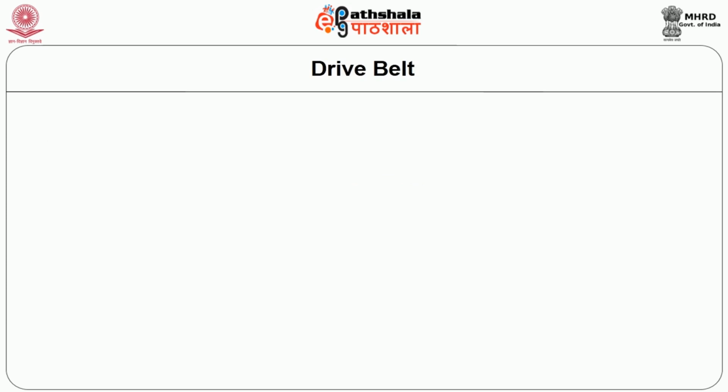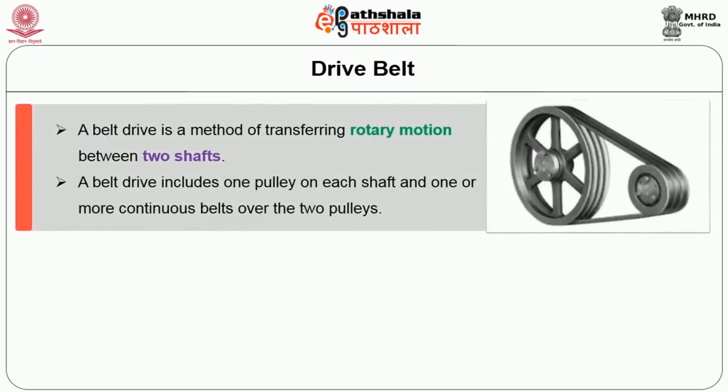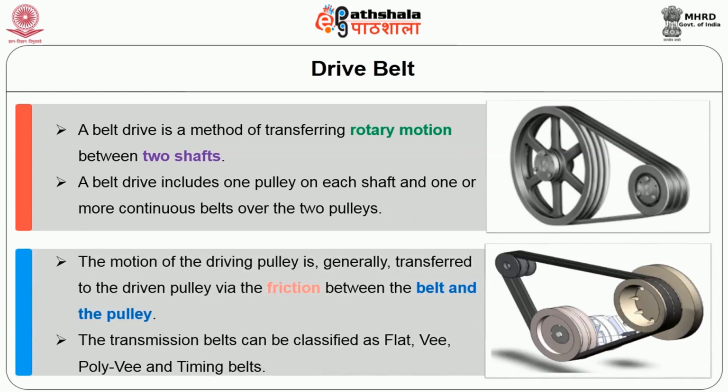Next, we shall see about drive belts. A belt drive is a method of transferring rotary motion between two shafts. A belt drive includes one pulley on each shaft and one or more continuous belts over the two pulleys. The motion of the driving pulley is generally transferred to the driven pulley via the friction between the belt and the pulley. The transmission belt can be classified as flat, V, poly V, and timing belt.